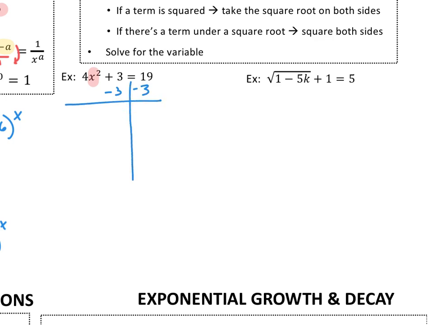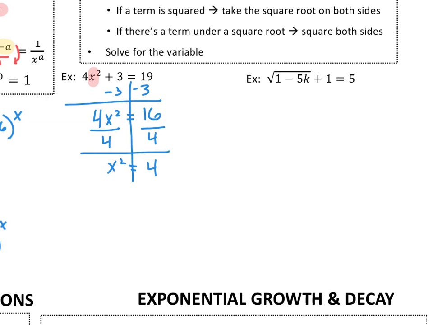We can keep our Grand Canyon line here to keep organized. We're left with 4x squared is equal to 16. Now the x squared is being multiplied by 4, so we're going to divide by 4 on both sides. We're left with x squared is equal to 4. Now you got to think about what's happening to x.